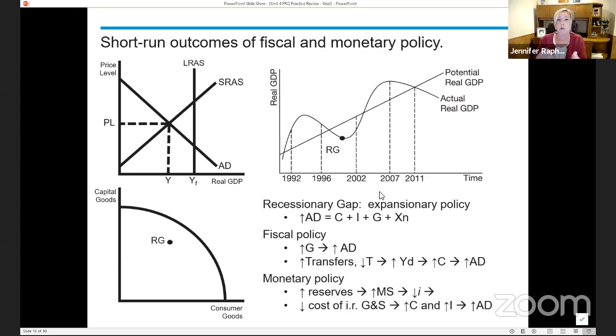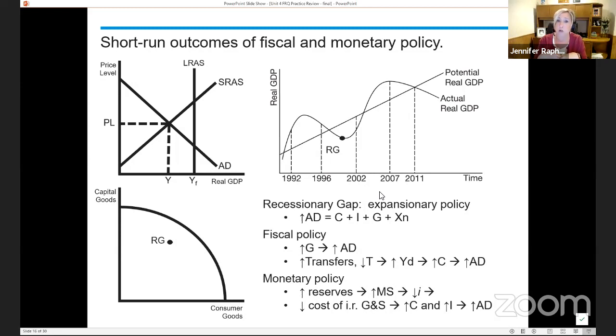And that results in a decrease in the cost of interest rate sensitive goods and services. In other words, all of the things that we pay for with borrowed money, both households and firms, those things are relatively cheaper when the price of borrowed money goes down. And so interest rate sensitive components of consumption and investment spending are going to increase, and that's going to cause aggregate demand to increase.